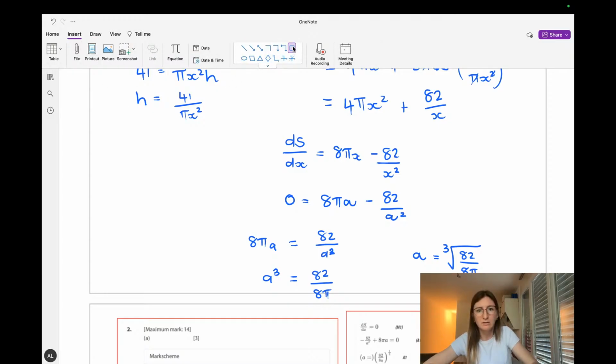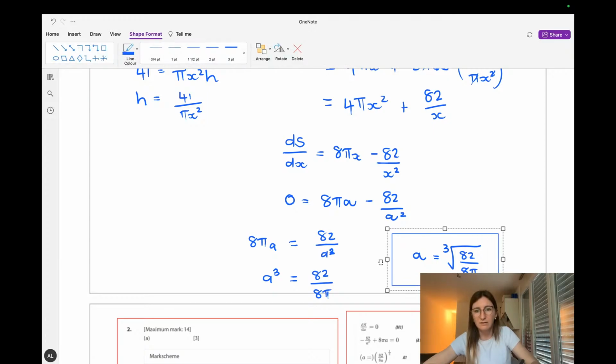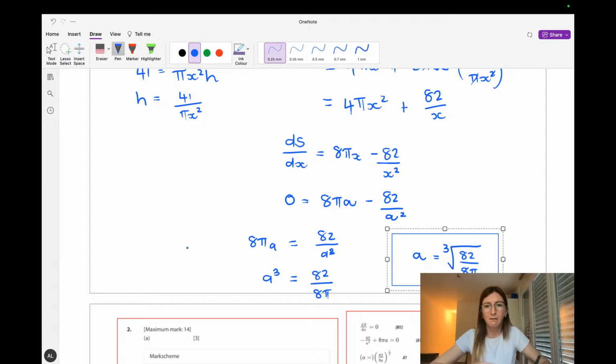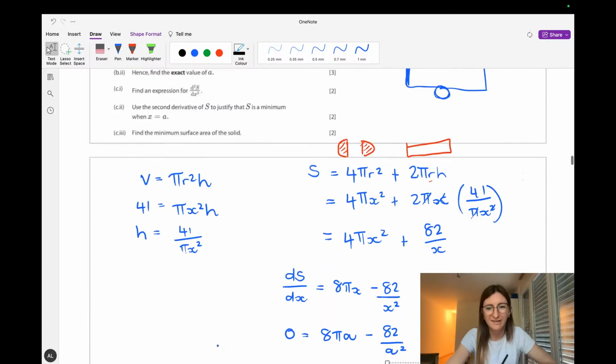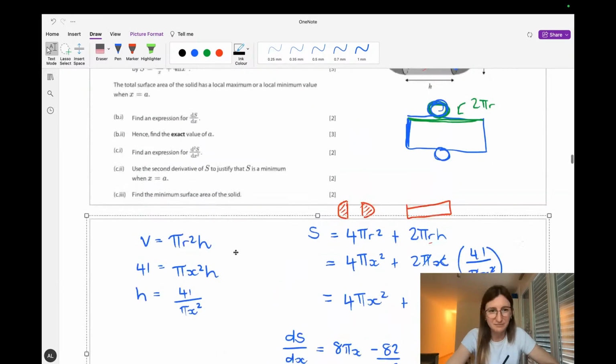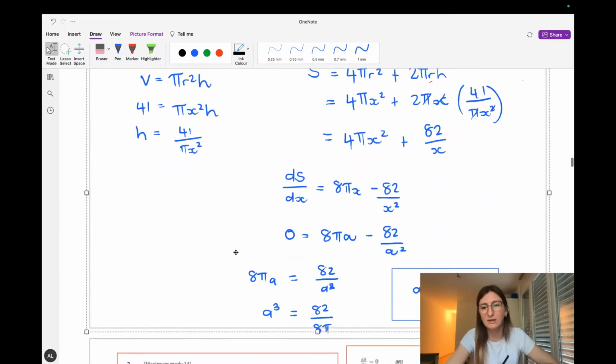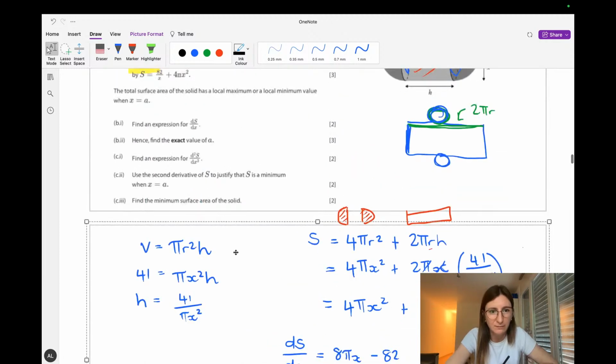Put that in a box so it's clear. That is my value of a. Isn't that lovely? Looks like quite a scary value. So, and that's also a note that if your answer doesn't look pretty, it doesn't mean it's wrong.